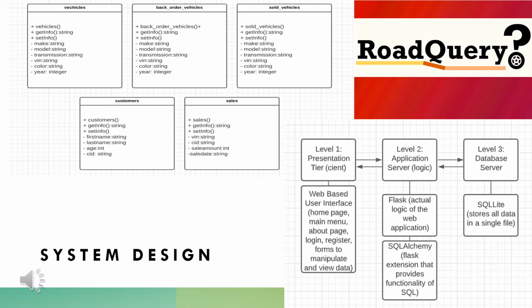Our system follows a 3-tier architecture in which the first level is the presentation tier, consisting of a web-based user interface. The second level is the application and server, in which we utilize Flask for the logic of the application with an extension of SQL Alchemy that allowed us to directly provide the functionalities of SQL. The final level is the database server, in which SQLite stores all data in a single file.